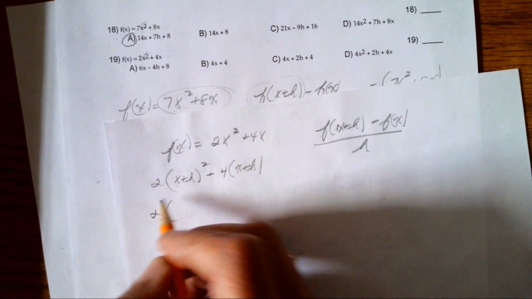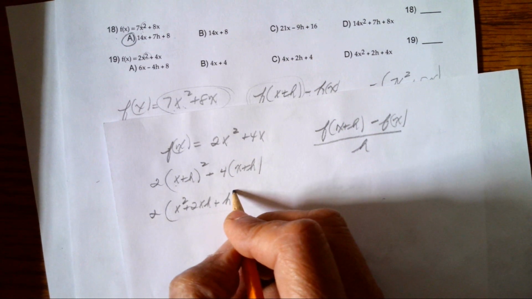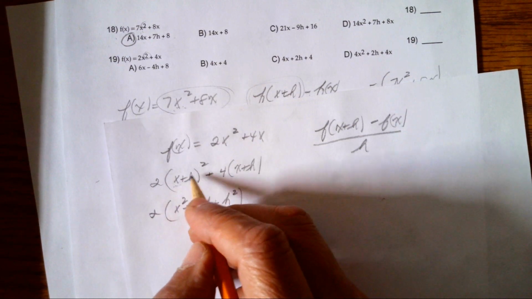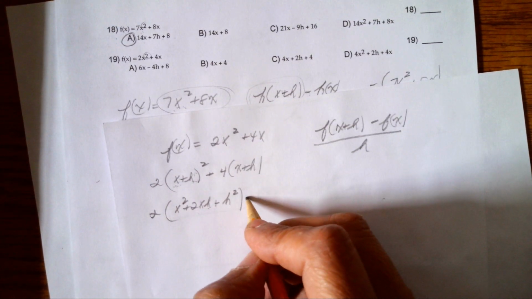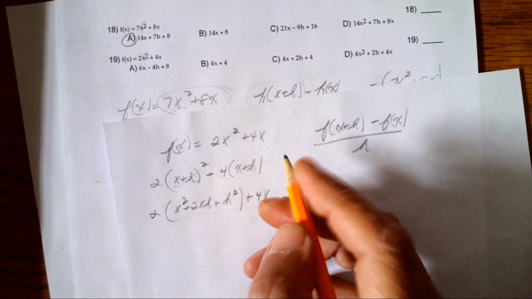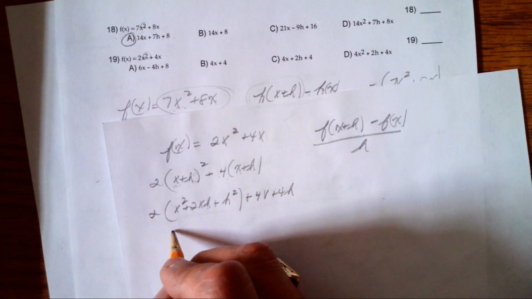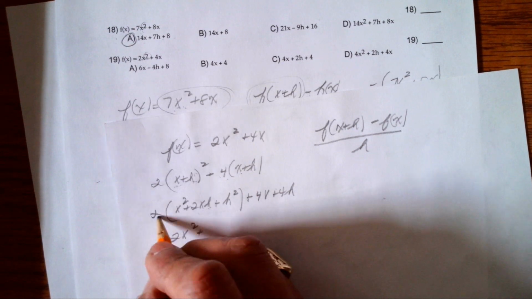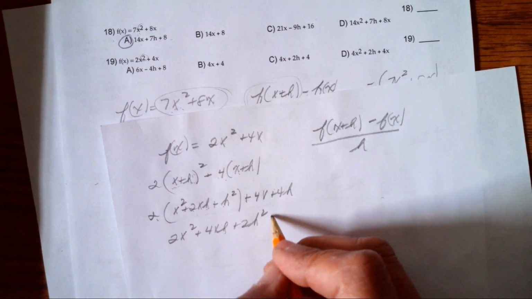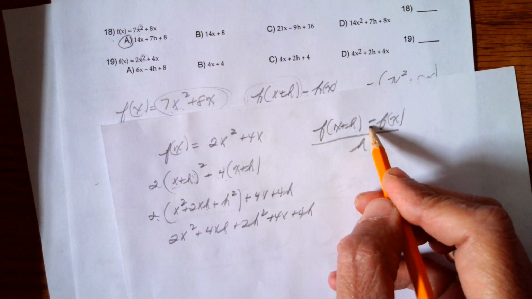Now I've already shown you what this guy looks like foiled out. This is x squared plus 2xh plus h squared. Please don't just try to square the first and the second term. You got to FOIL this. An xh and another xh is two of these xh's. Plus, let's see, 4 times x is 4x, 4 times h is 4h. And distributing, we get 2x squared, 2 times 2 is 4xh, 2 times h squared, 2h squared, plus 4x plus 4h. Wow.